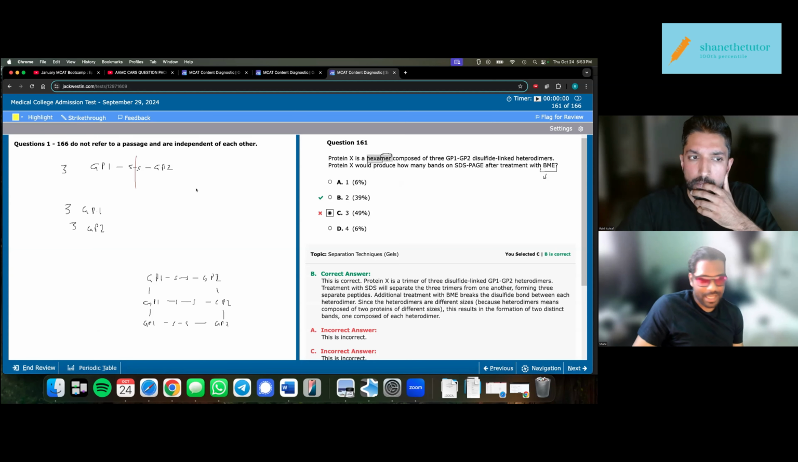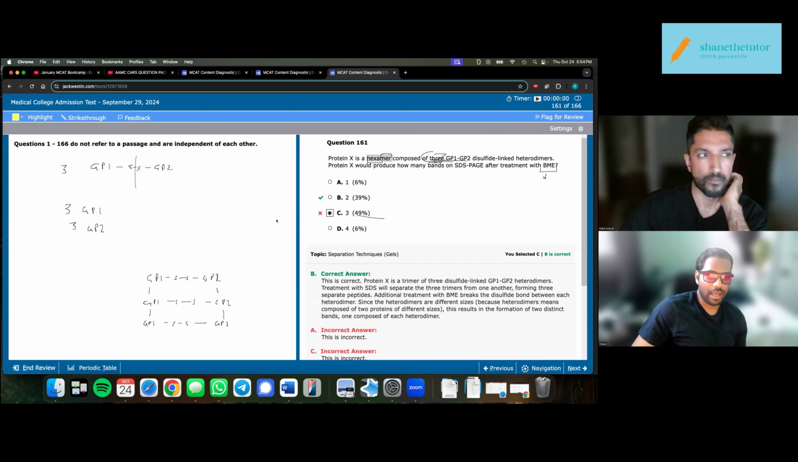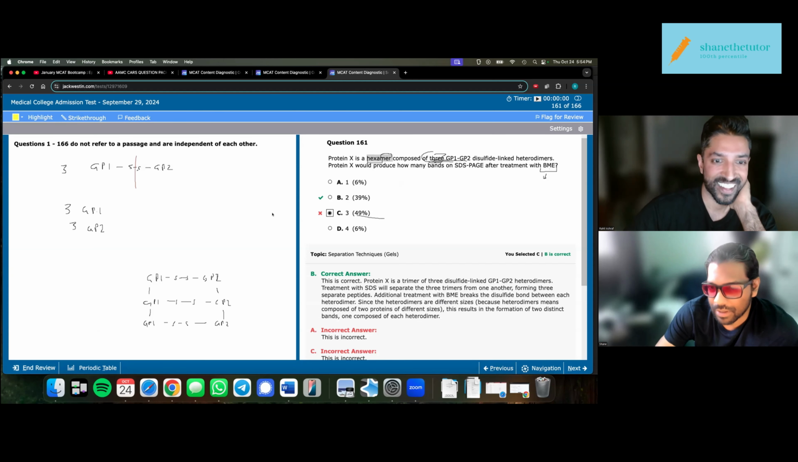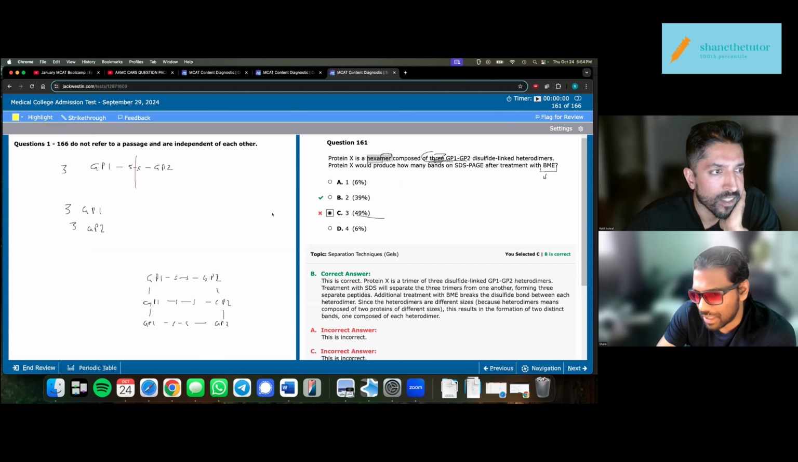So you could see that almost half chose C, chose three. And that's because they likely see that if we have three of these disulfide linked things and you use BME to break the disulfide links, maybe they thought that's what the three meant. But yeah. So if you didn't have BME, what would the answer be? Ooh, that's a good question that I actually was thinking about asking you. Oh, okay. So wait, if we didn't have BME, do we have SDS-PAGE or no?